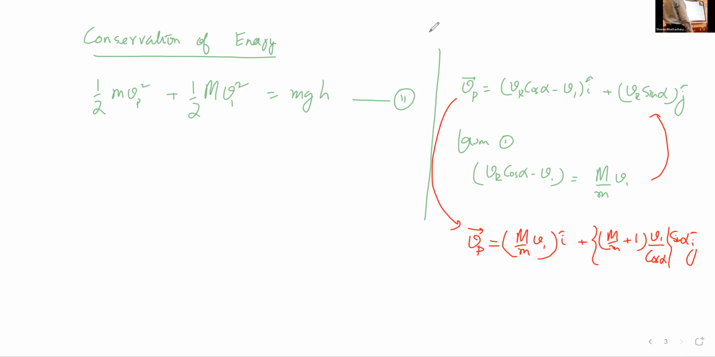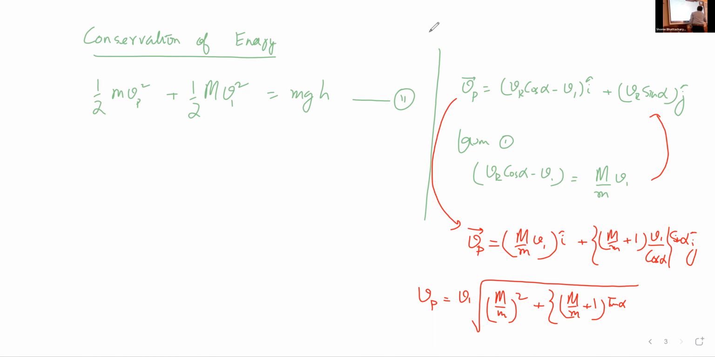See from here, directly, what is VR? It is (M by m plus 1) V1 divided by cos alpha. So I just replace VR with this thing, that into sin alpha. So what is the magnitude of this VP? It is V1 into square root of (M by m) whole square from this term, and then (M by m plus 1) tan alpha, taking this and this together, whole square, this kind of term. So that's all we have to substitute here.